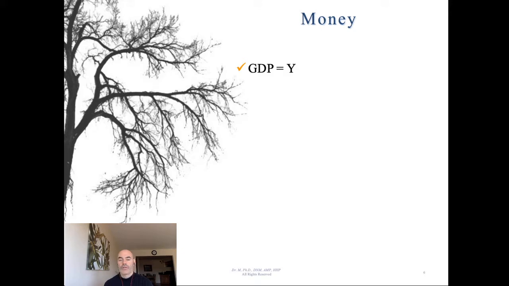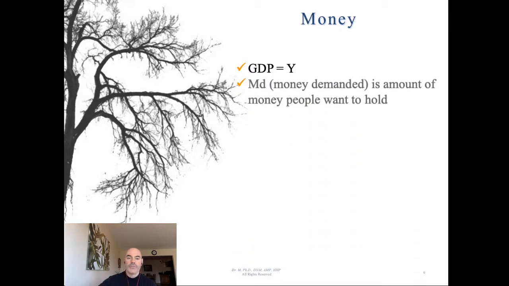Gross domestic product is the paramount objective in macroeconomics, to understand how it's going to change, whether it's going to go up, down, or remain unchanged. Nominal GDP is typically denoted with the letter Y. Money demanded, which we can denote by M sub D, is the amount of money that people want to hold.